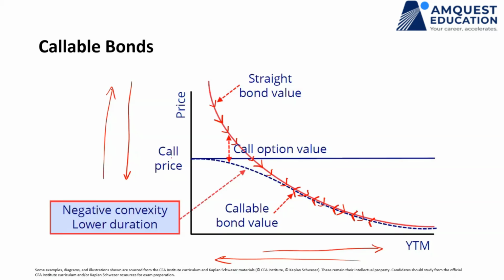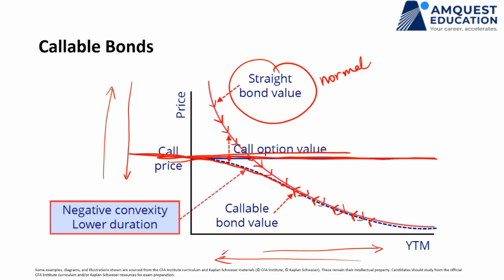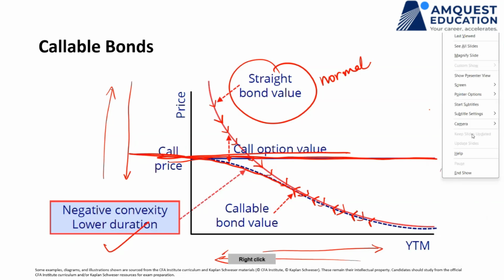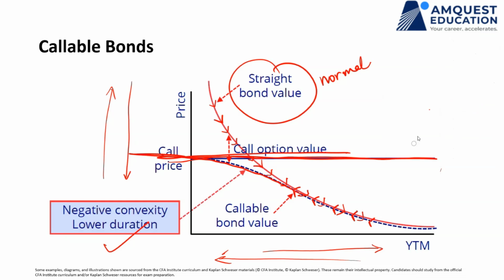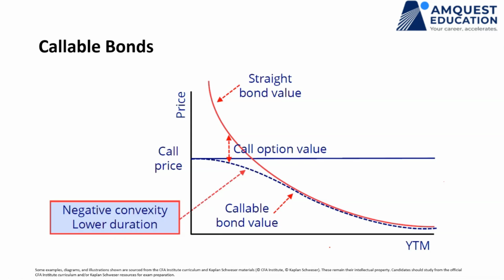But because this is a callable bond, the price does not go above the call price. So after a moment of time, the price doesn't increase, rather it flattens out like this. So the straight bond is your normal bond graph, and the callable bond graph has a negative convexity or a lower duration. In general, the graph of a callable bond will have a negative convexity.